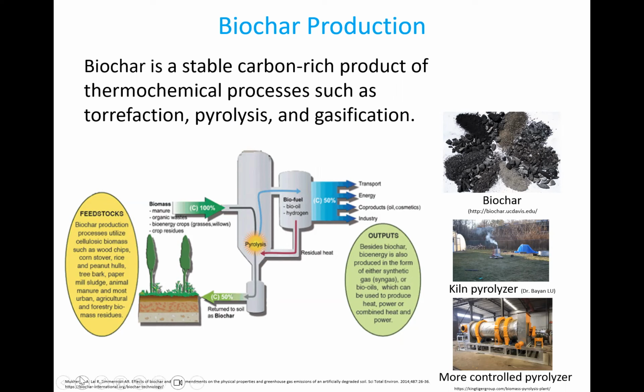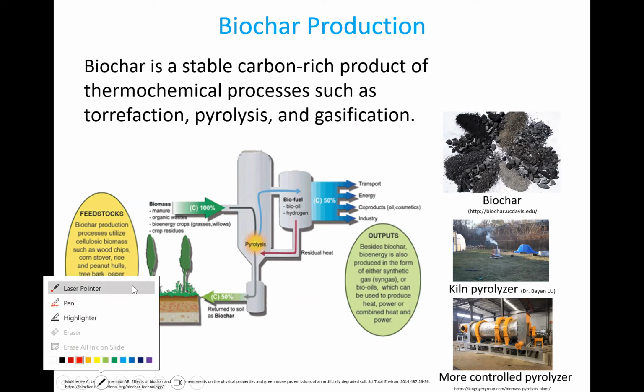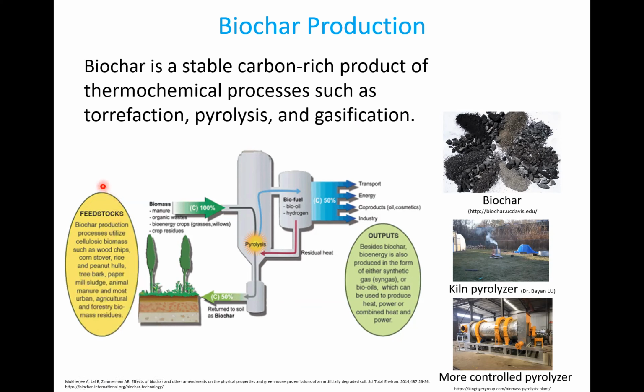In this schematic here, you would find feedstocks. This can be any biomass material like wood chips, corn stubble, rice straws, peanut hulls, or animal manure, etc. If we have this biomass going into pyrolysis or gasification, part of it becomes biochar as a byproduct.